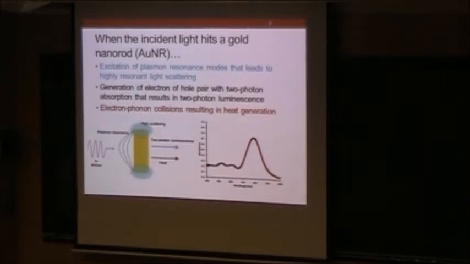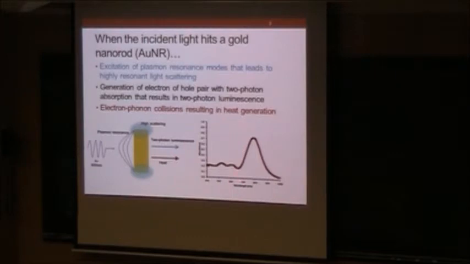There's also generation of electron-hole pairs, which causes nanorods to produce two-photon luminescence, and people have used this to do two-photon imaging. And lastly, there are electron-phonon collisions, and this generates heat. This one is highlighted in red because this is what we want to use to thermally ablate the cancer cells. I highlighted this in blue because this is something that we're trying to exploit for simultaneous imaging.